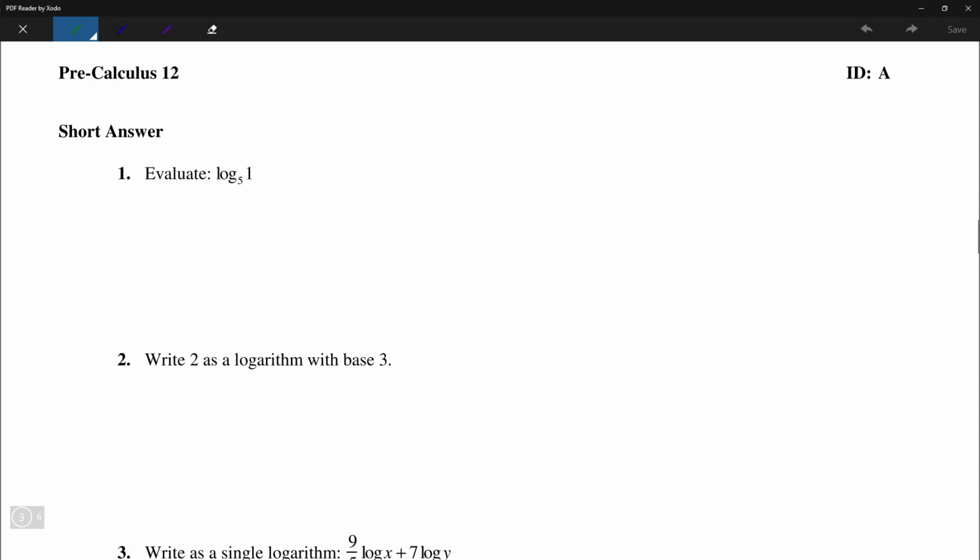Evaluate log base 5 of 1. So one way to interpret this question is to rewrite it in exponential form. Suppose log base 5 of 1 is equal to x. Then we can write 5 to the x is equal to 1, which of course means that x is equal to 0. So therefore, log base 5 of 1 is equal to 0.